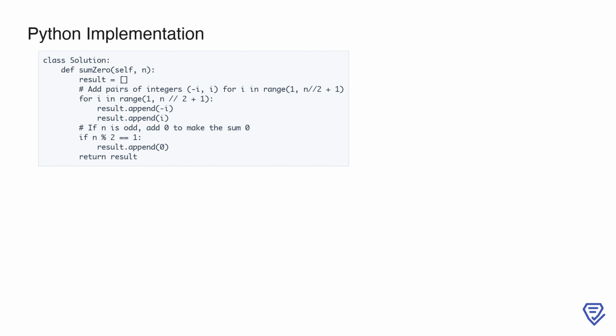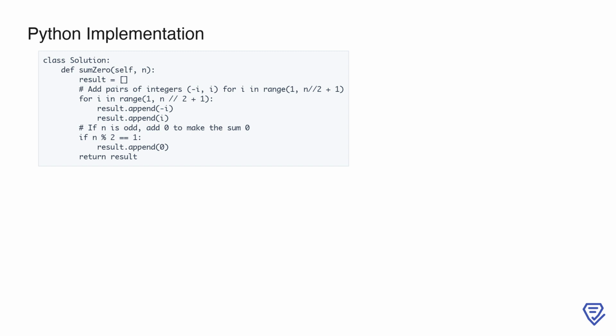2. Generate pairs. The for loop iterates over the range from 1 to n/2 plus 1. For each value i, two integers are added to the result list, i and negative of i. This ensures that each pair of integers sums to 0. For example, if n equals 4, the loop adds -1, 1, and -2, 2 to the list.